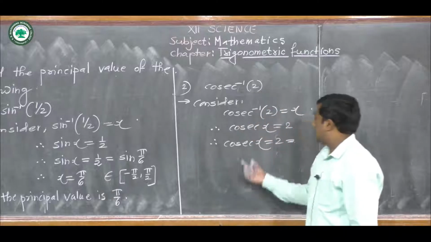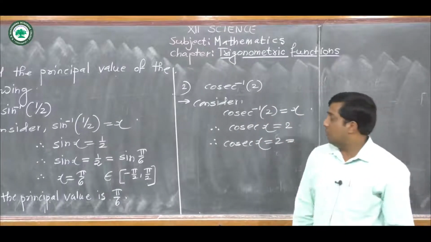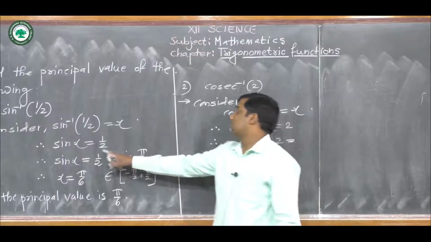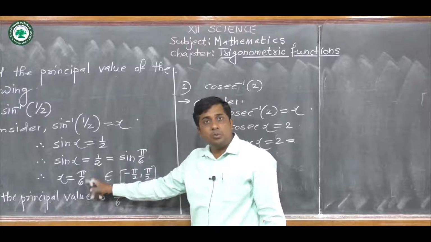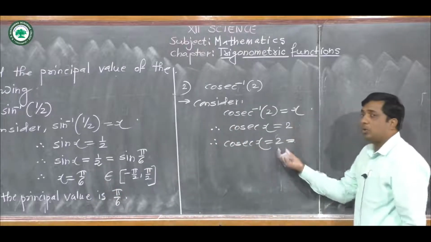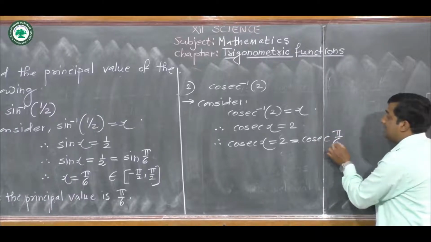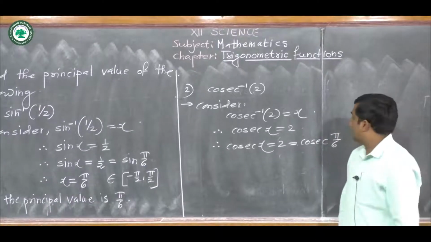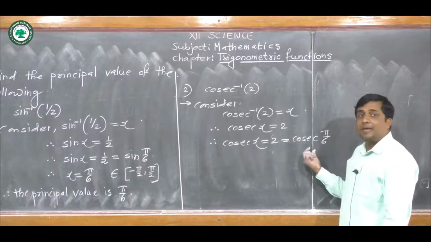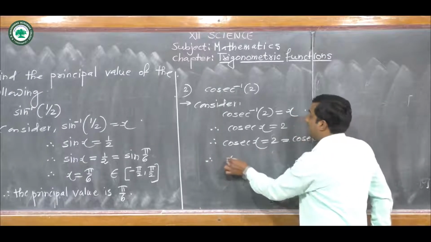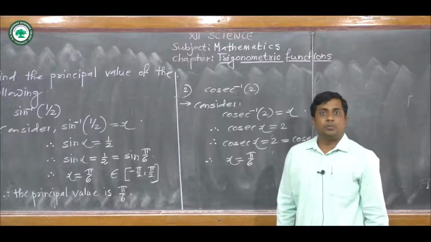We know cosec x is 1 upon sine x, and we know sine pi by 6 is 1 upon 2. So cosec x is equal to 2 is also cosec pi by 6. By considering the first and last, we get x is equal to pi by 6.